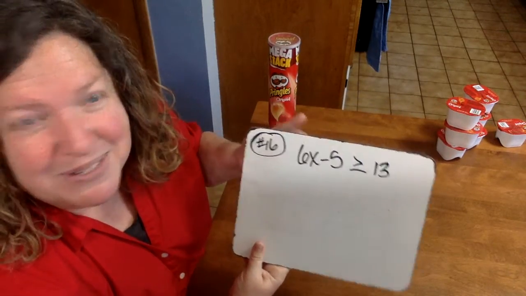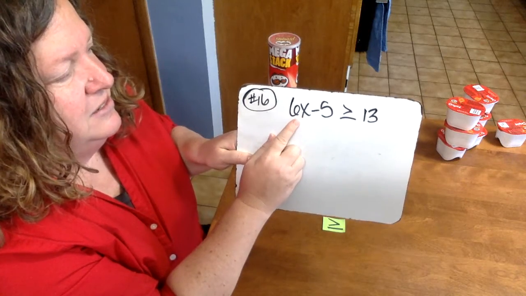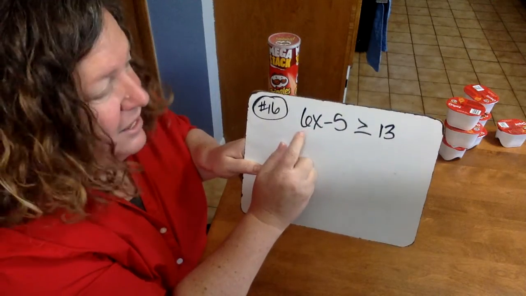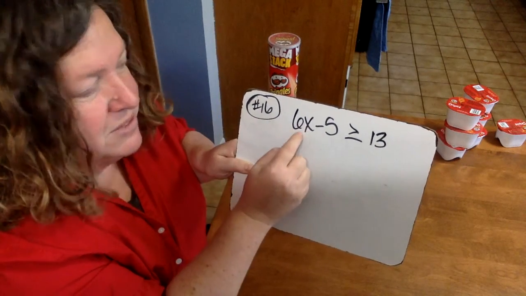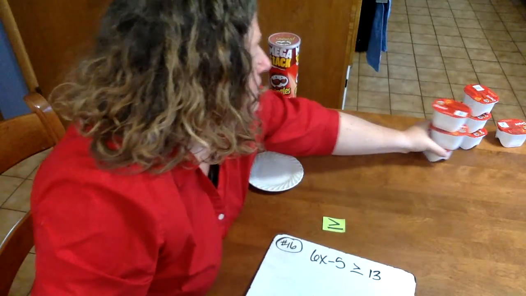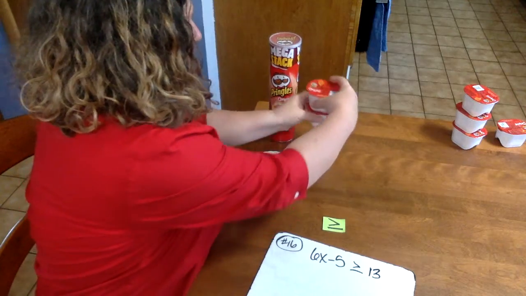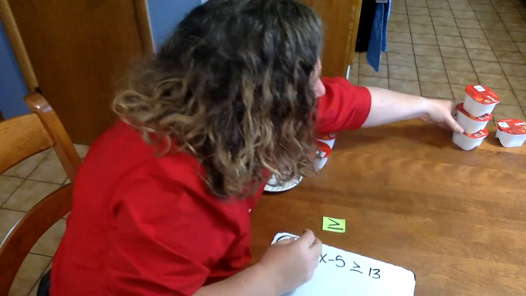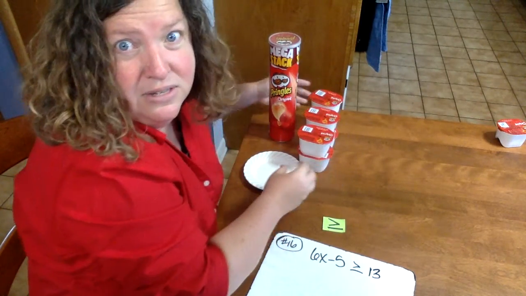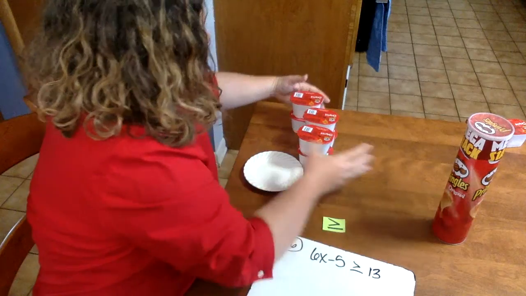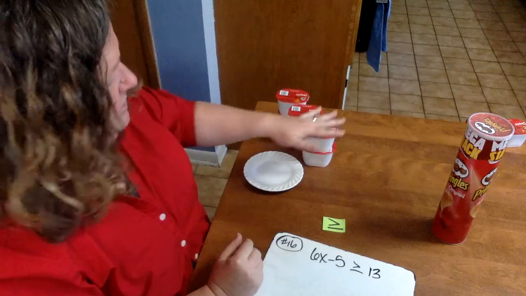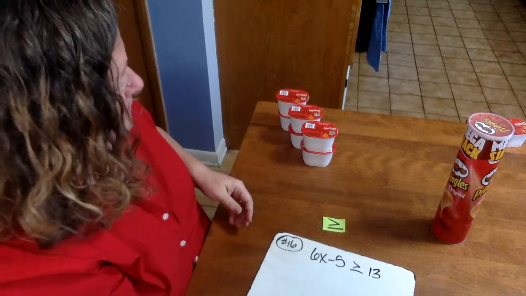So I've got my Pringles out today. So let's start by modeling 6 groups of a mystery amount. Remember, if a number and a letter are squished right next to each other, there's an invisible times sign. So 6 groups of a mystery amount. So I've got 1, 2, 3, 4, 5, 6. Can you see that? Well, it's kind of hard to see. Let's do it this way. There we go. Can you see that? Yep. Okay. So there it is. There's 6 groups of a mystery amount.